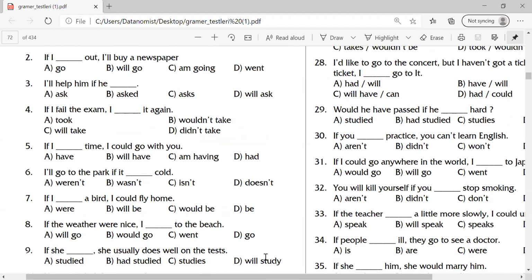If I dash time, I could go with you. Condition again, complex sentence with condition sentence. The blank is in the condition part. So he has given the complete statement here. This is primary: could go, would go, could plus V1 or would plus V1. So this is type 2.